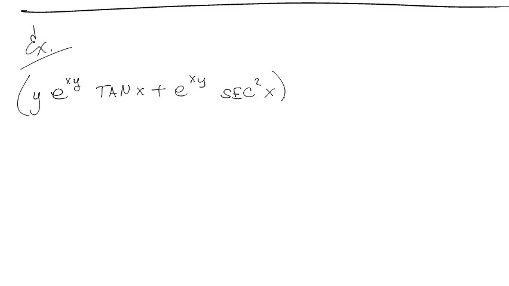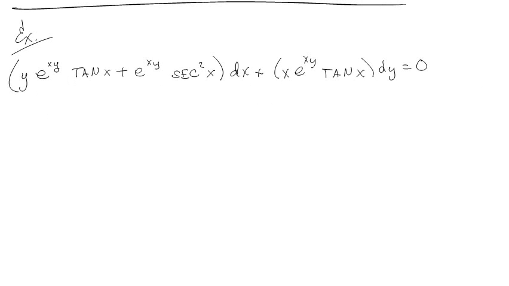You're going to want to pause the video and go work on this. So say you have e^(xy) times y times tangent of x, plus e^(xy) secant squared of x, all that is dx. And then you have x e^(xy) tangent x, dy, equals 0.